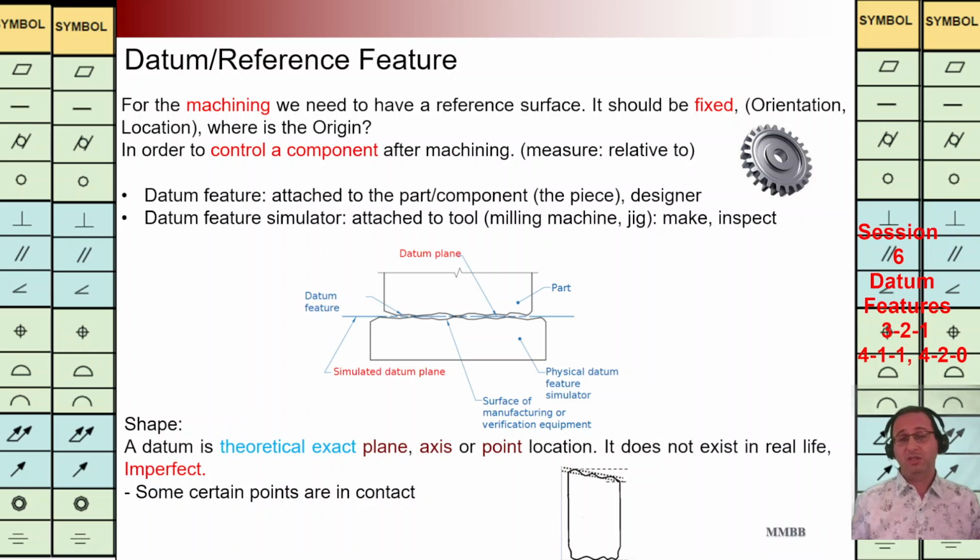And after the machining, again, we are going to control the component. We are going to measure the accuracy of the component. That's why we are going to define datum feature. For example, if I'm going to measure the perpendicularity of one surface with respect to another surface, I'm going to say "with respect to." It means I'm going to define a datum plane or datum feature.